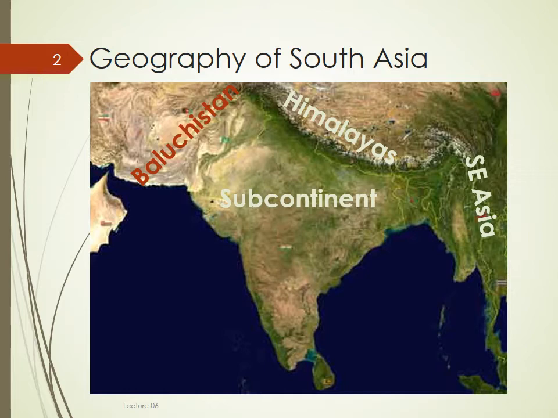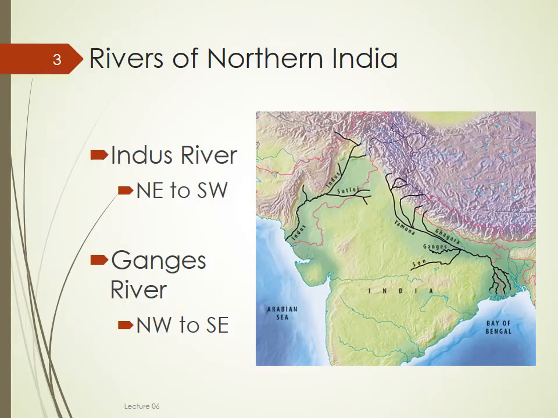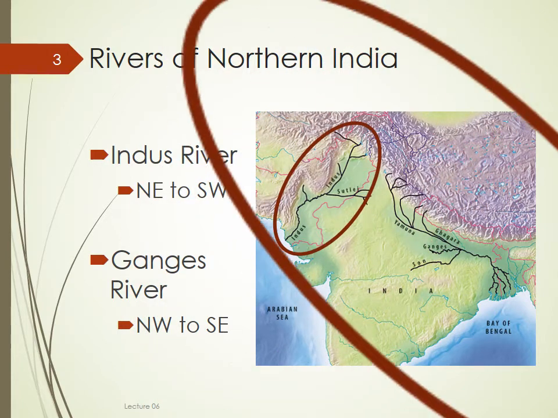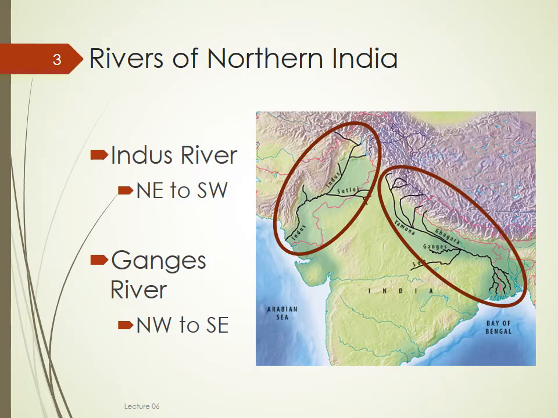more temperate forested ecology. Swamps and marshes were common in the northeastern subcontinent until they were artificially drained several thousand years ago. The northern half of the subcontinent is dominated by two river systems, the Indus and the Ganges. Both flow southward out of the Himalayas. The Indus flows southwest into the Arabian Sea, and the Ganges flows southeast into the Bay of Bengal.